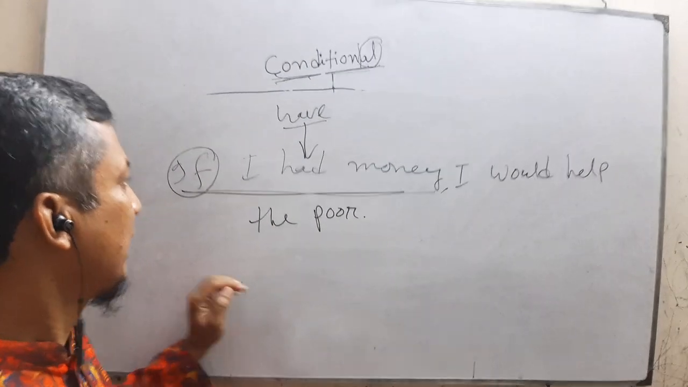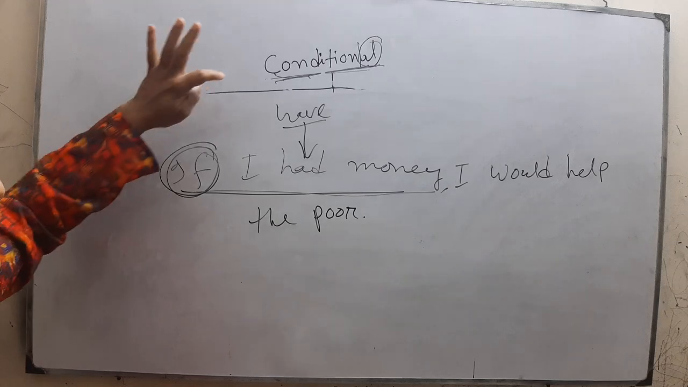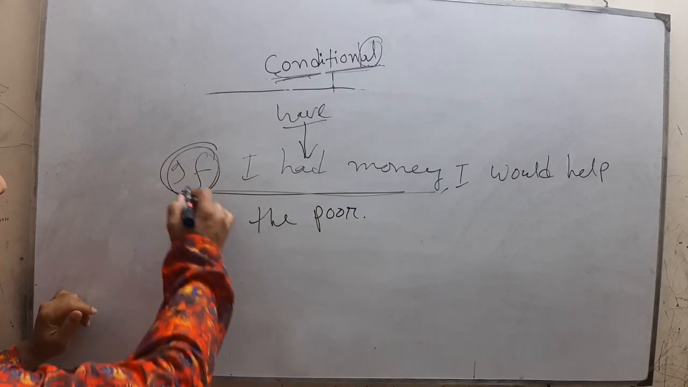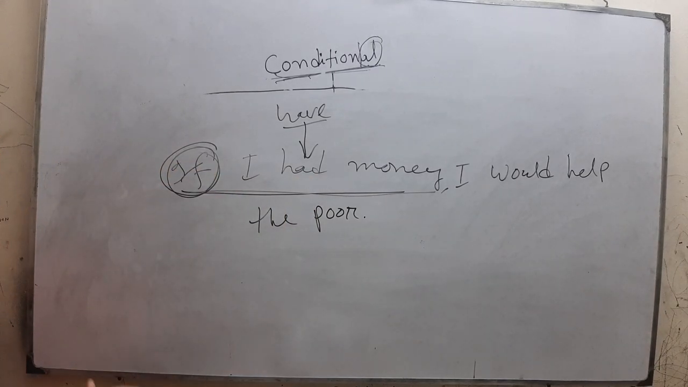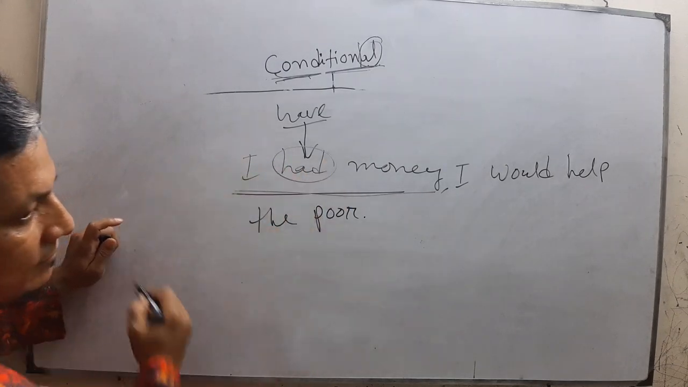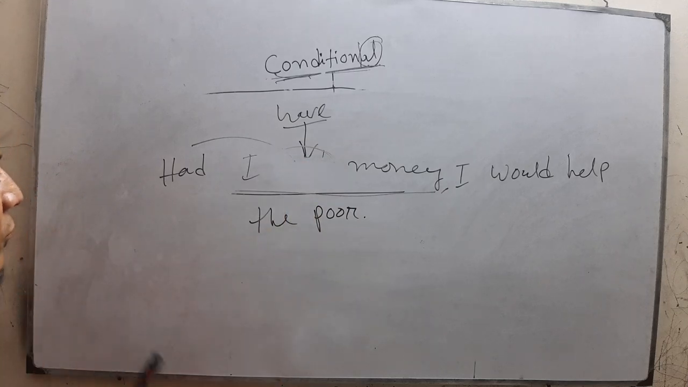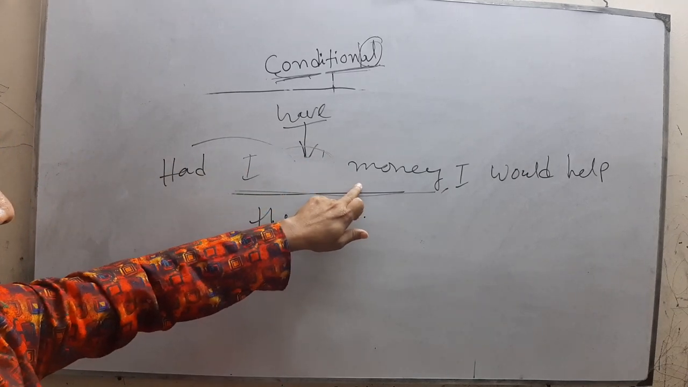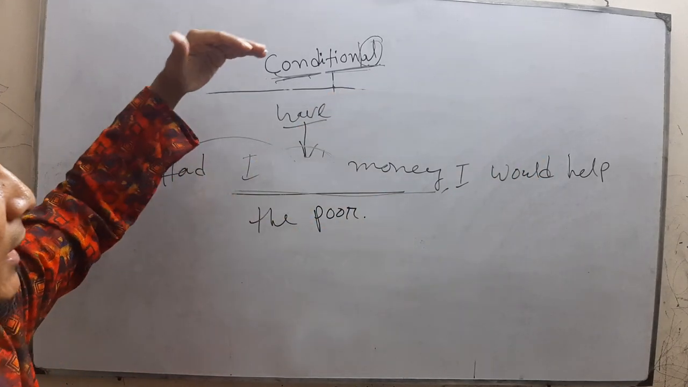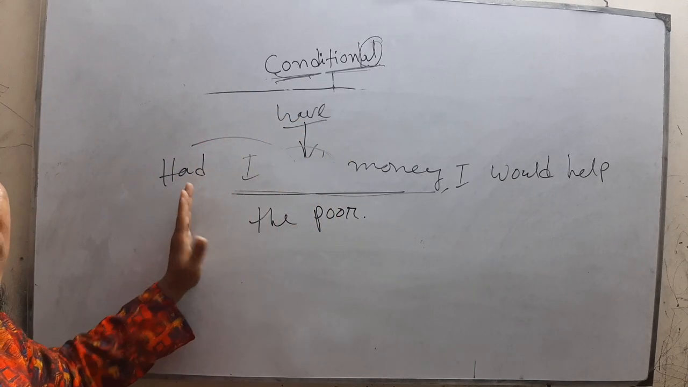And sometimes you will not get if, but the sentence will be conditional. Now, how will I understand the sentence is conditional without using if? Okay, my dear students, you will avoid if, then you have to use this had at first. Am I clear to you? Now, how will this be? Had I money, I would have helped the poor. This is related to conditional, that means second conditional. This is an exception. Am I clear to you?